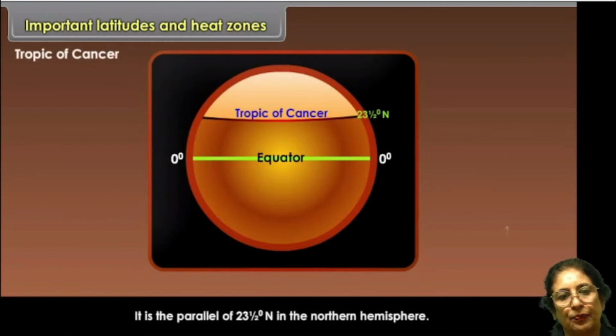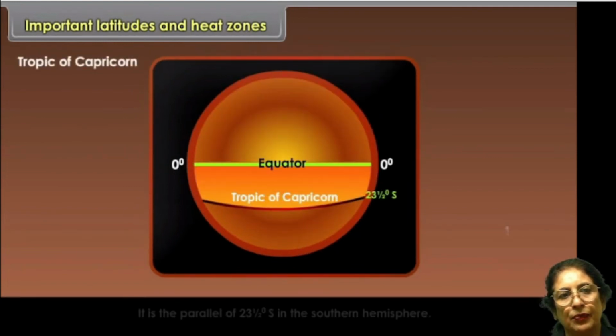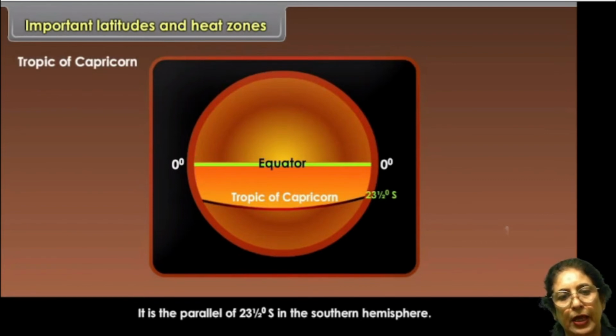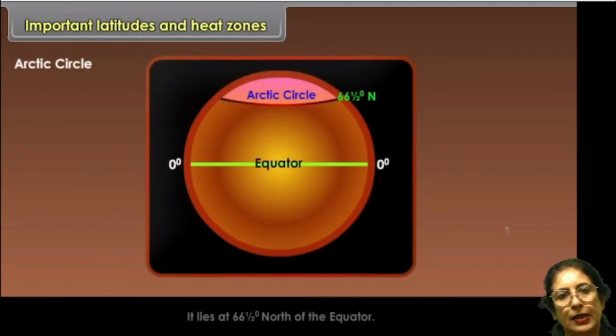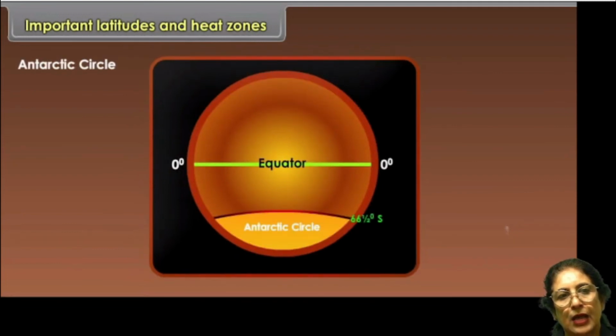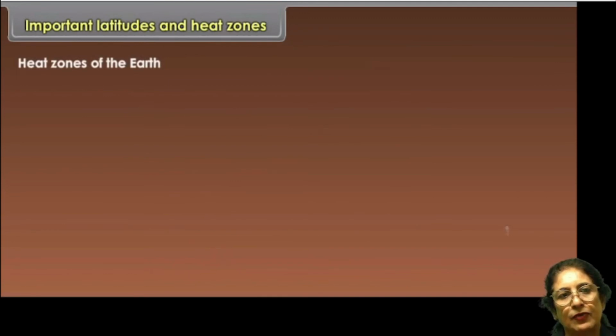Tropic of Cancer. It is the parallel of 23.5 degrees north in the northern hemisphere. Tropic of Capricorn. It is the parallel of 23.5 degrees south in the southern hemisphere. Arctic Circle. It lies at 66.5 degrees north of the equator. Antarctic Circle. It lies in the southern hemisphere. Heat zones of the earth.